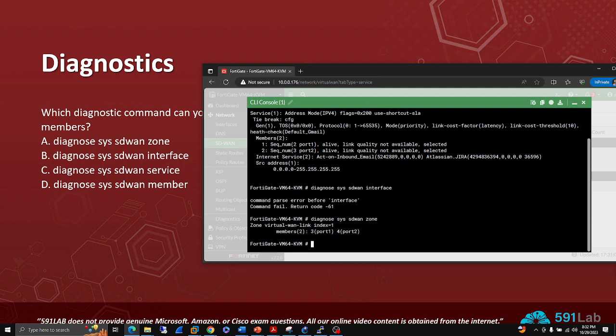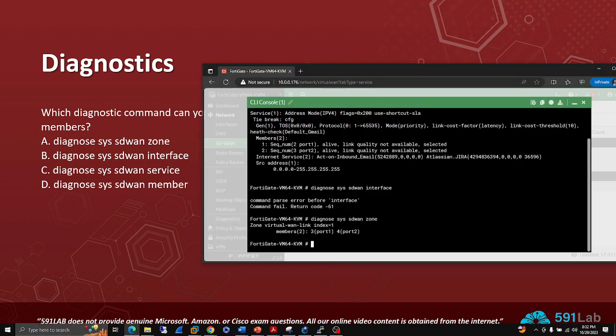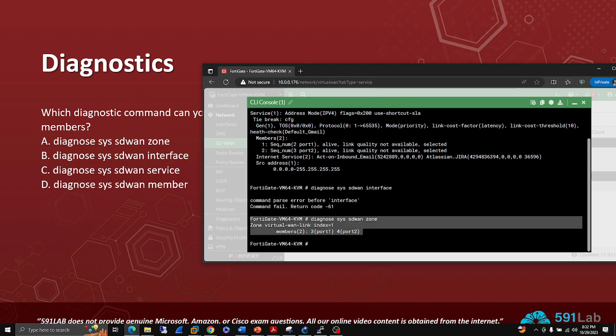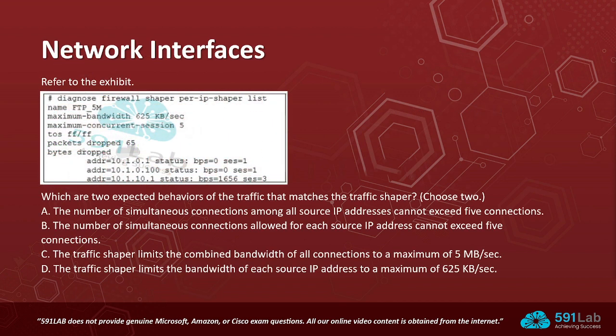And let's take a look back at the question. This question talks about the configuration. It wants to see the configured SD-WAN zones and the assigned members. So, as we saw before, the command that shows us that configuration is diagnose sys sdwan zone. So this one is the correct answer. And let's take a look. Yes, we are correct. So let's move to the next one.